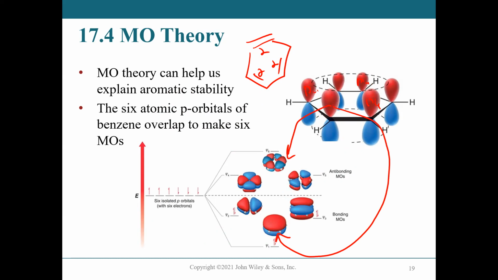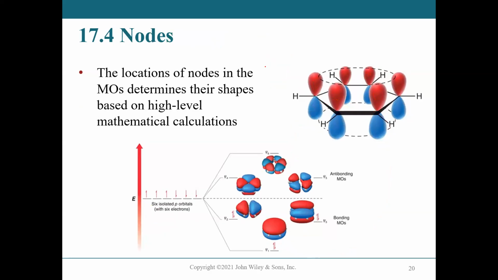There are no electrons in the anti-bonding molecular orbitals, you can see. So you have n atomic orbitals equals n molecular orbitals. So how many do we have? 1, 2, 3, 4, 5, 6. So 1, 2, 3, 4, 5, 6. And they're just showing you the different node locations.